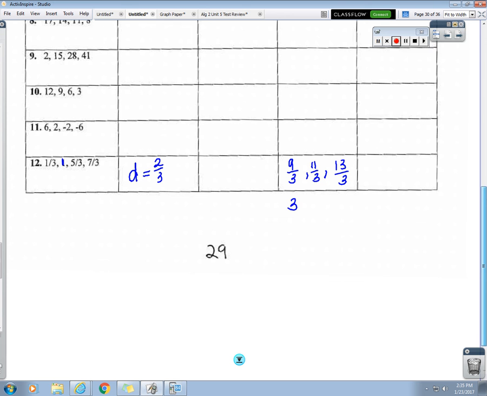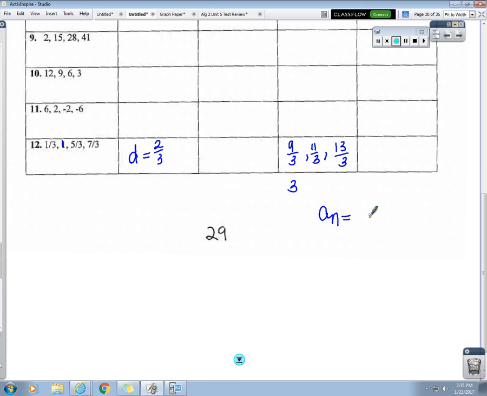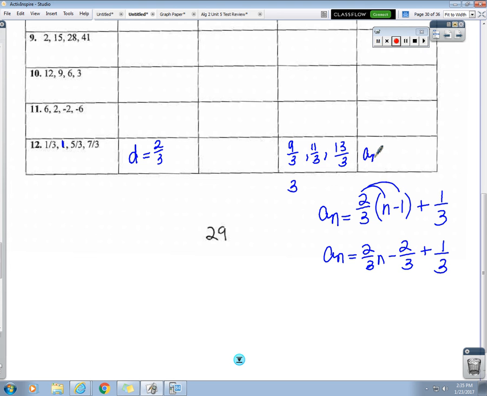Now to write the explicit formula, A sub n equals D, which we found out is 2/3, times n minus 1, plus A sub 1, which is 1/3. The first term of the sequence is 1/3. So now I distribute, and that becomes A sub n equals 2/3 n minus 2/3 plus 1/3. And now for my final step, I combine those like terms. What is negative 2/3 plus 1/3? Negative 1/3, right?